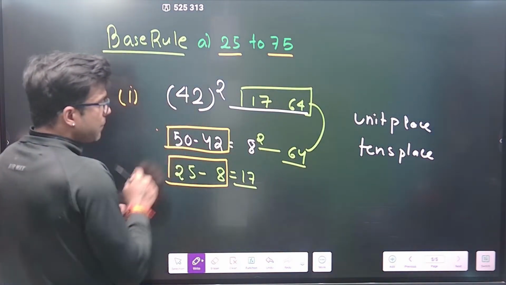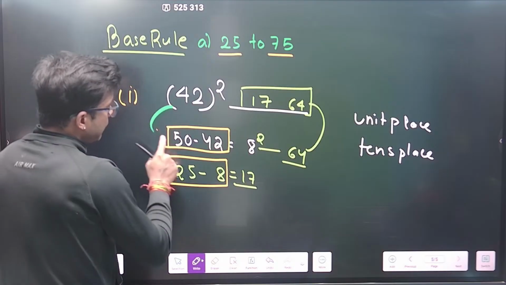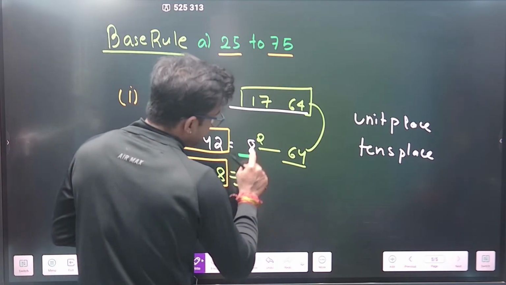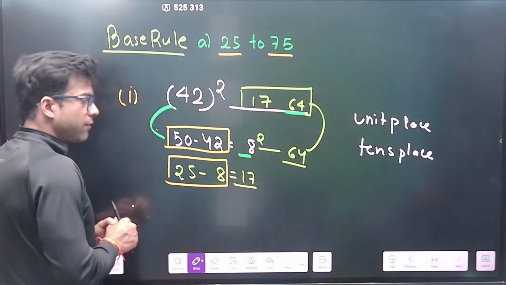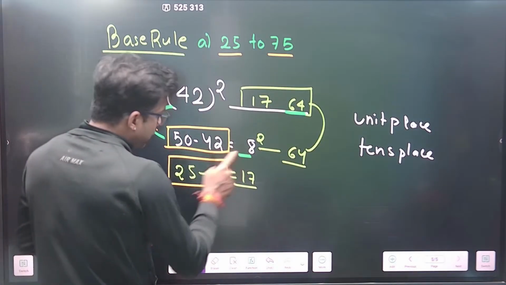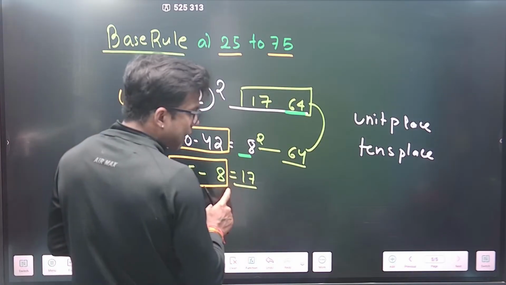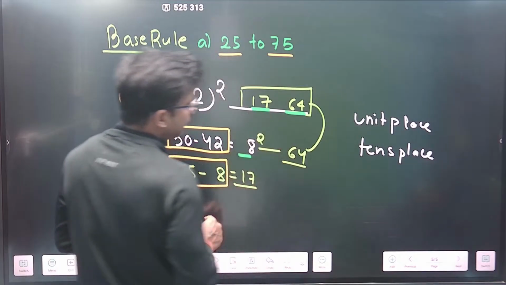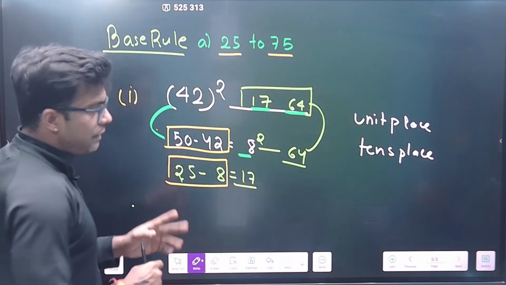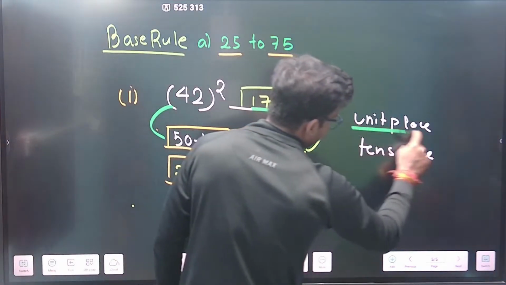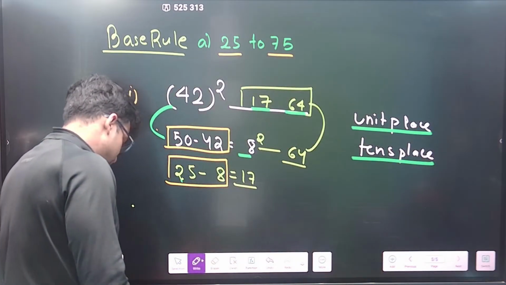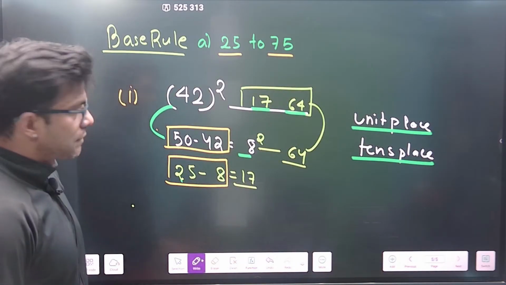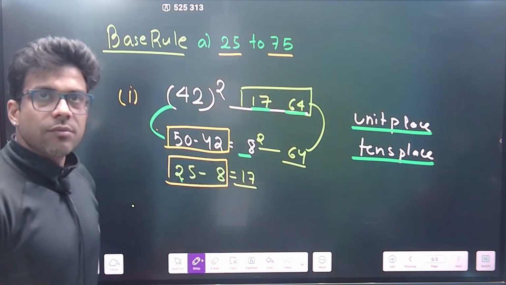42, compare this with 50. So 50 minus 42 is basically 8. Do the square of 8, write down 64 in the last two digits. Then compare this 8 with 25, subtract, and write that down in the first two digits. This is the first rule. So basically in the last places you are figuring out the unit place and the tens place. I hope this makes sense. We will solve some more problems.